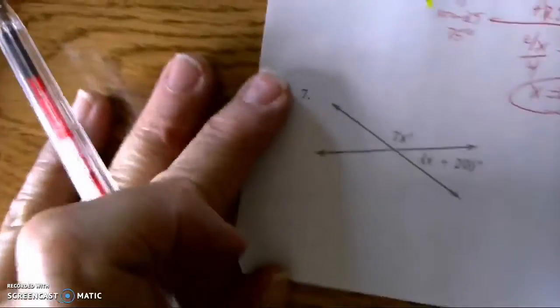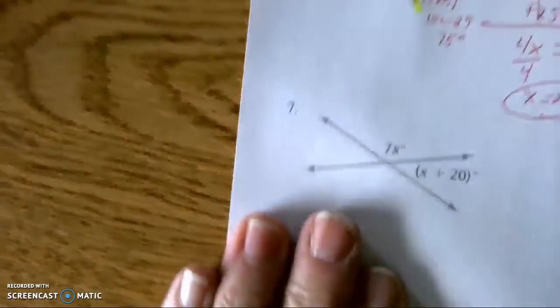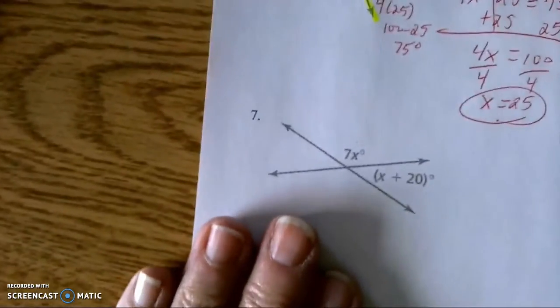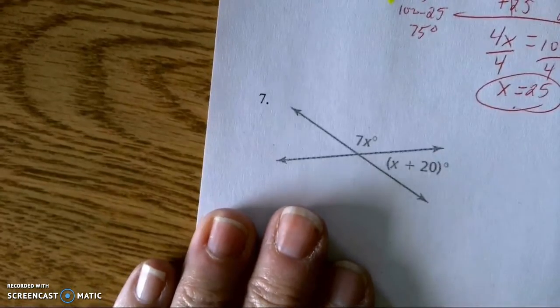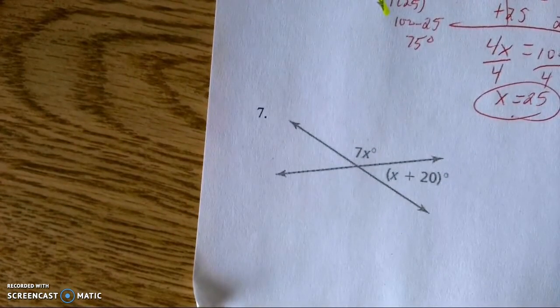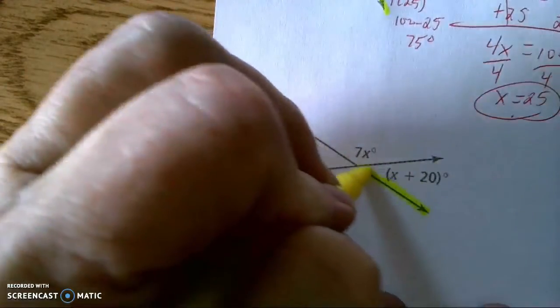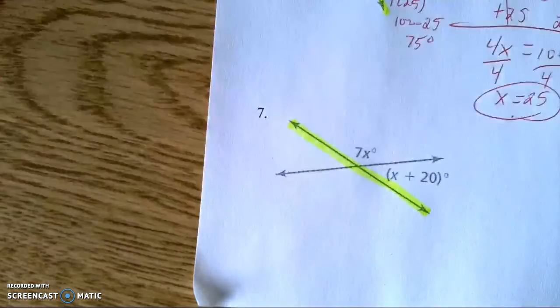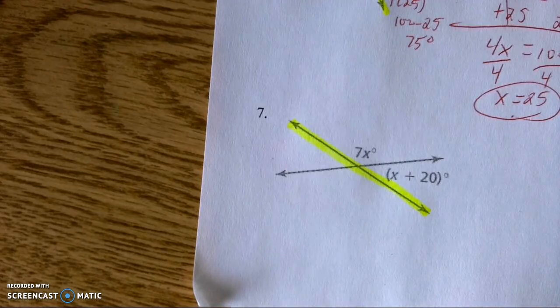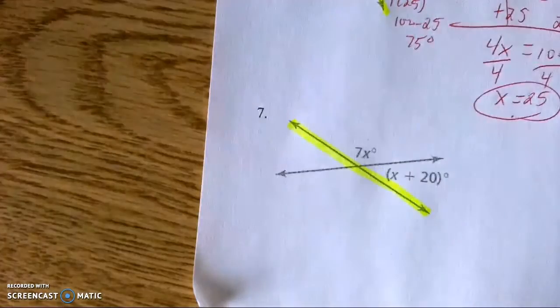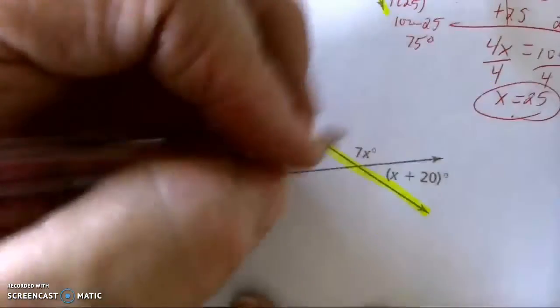All right, 2 more. Number 7. Now, I want you to be careful when you look at number 7 because, yes, these are intersecting lines, but that relationship is not vertical. Those are supplementary. That's a straight line. So I know that supplementary angles equal 180 degrees, so I'm going to set up my equation.